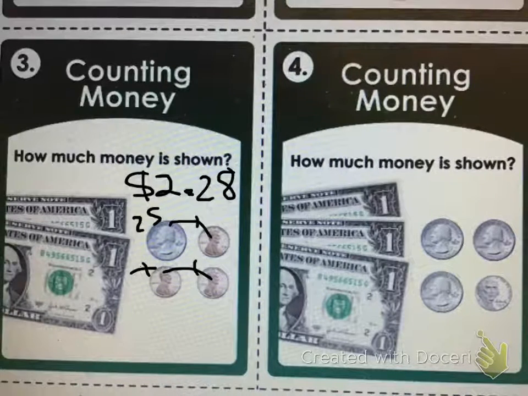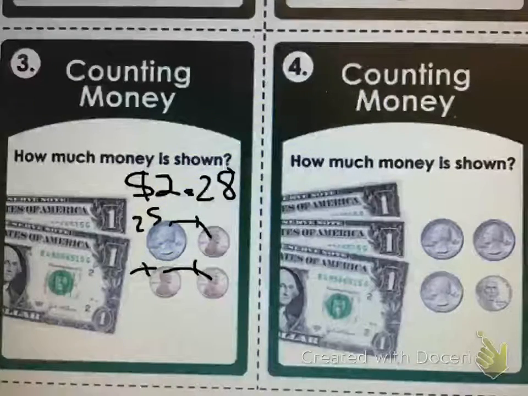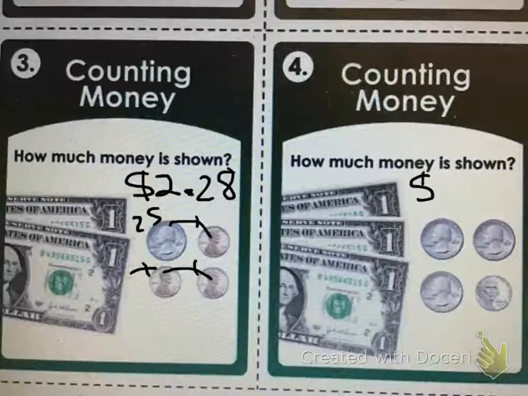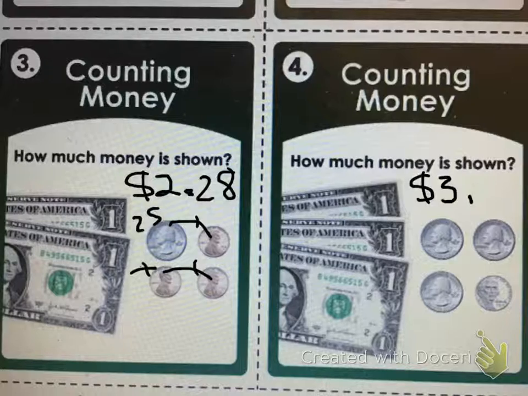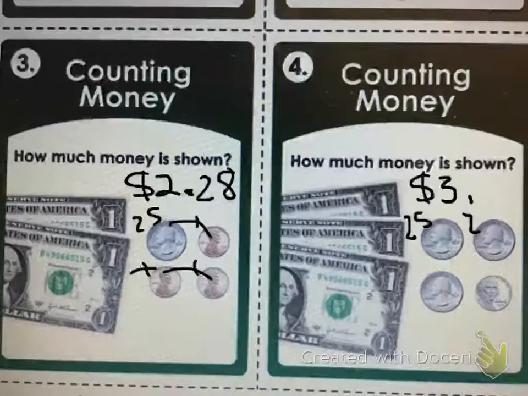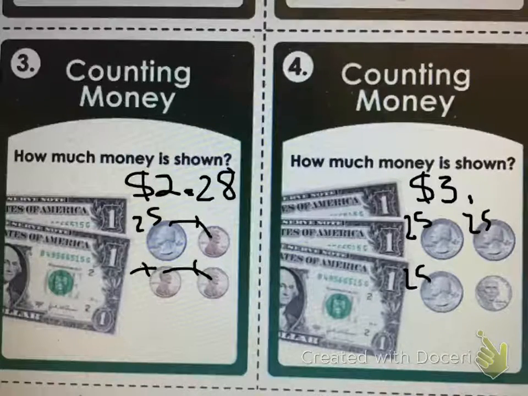One more example. Pause the video, come back and check your work. All right, looks like again I have $3 bills. So I'm going to write that first in my dollars and cents notation, followed by my decimal point. Now I have 3 quarters, and that's a nickel. So I know that 3 quarters, that's 25 cents each. And my nickel is 5.